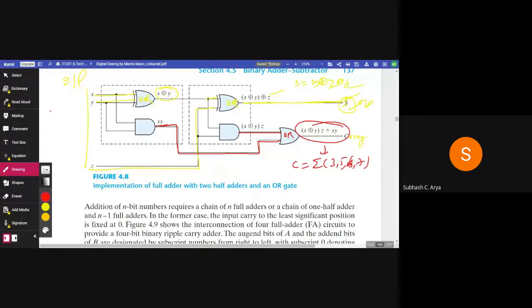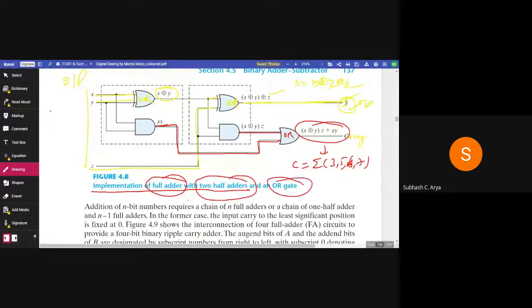In a nutshell, in conclusion, it is telling us that we have implemented a full adder with the help of two half adders and an OR gate. So this is an interesting point: if we have two half adders and one OR gate, we can implement a full adder.